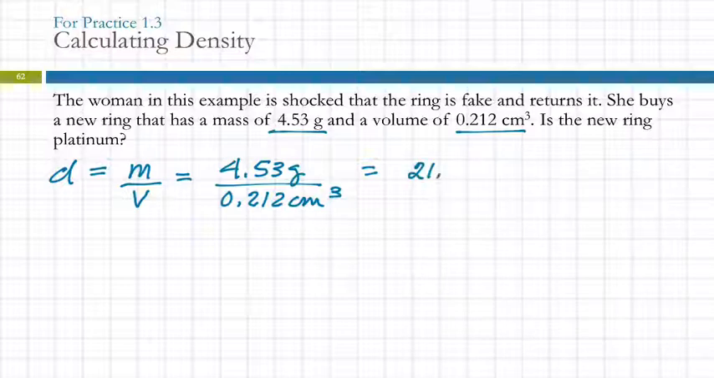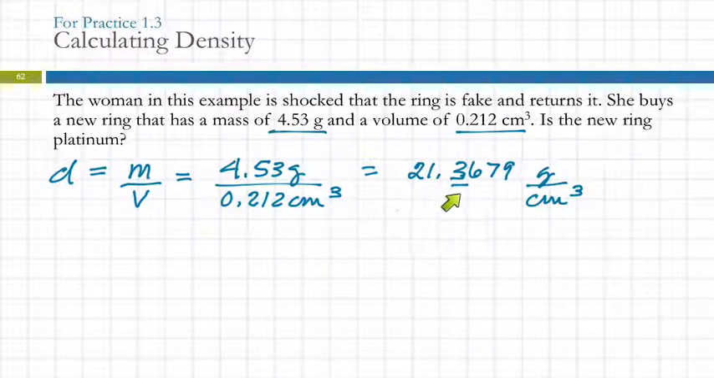Calculator says 21.3679, blah, blah, blah. Unit is grams per cubic centimeter. Sig figs, we'd round it there. The density of platinum was listed as 21.4. Is this close enough? Yeah. If we round this, it would end up exactly 21.4. So is this new ring platinum? Yes.